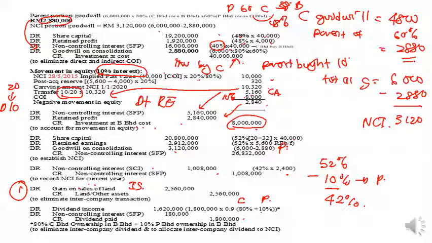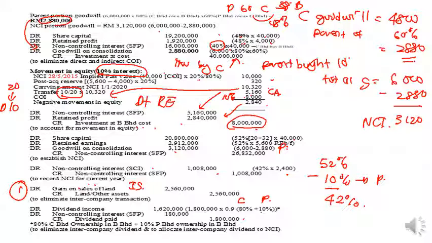Okay, for 10% they pay 8 million, so it paid more, so you're going to have a negative movement in equity of 2840. Okay, so now we're going to prepare a journal entry. We're going to credit investment in B at cost. This one is to eliminate the investment, so credit the investment at cost 8 million. You need to pay to the NCI 5160, and then the other 2840 here is a negative movement. So negative movement means that you need to debit the RE.